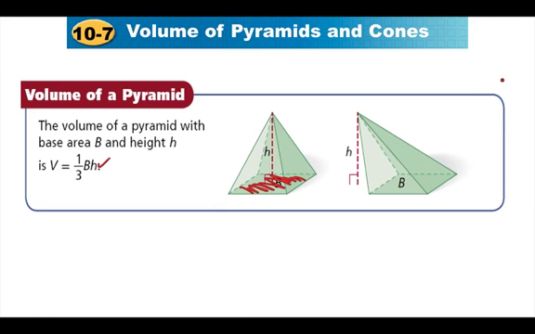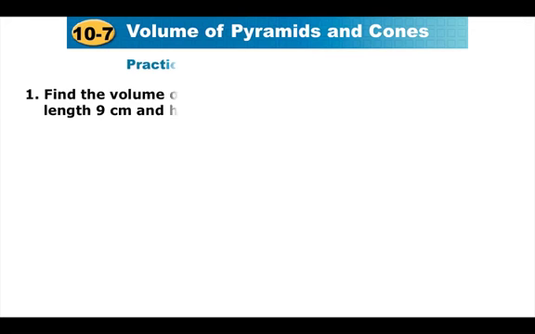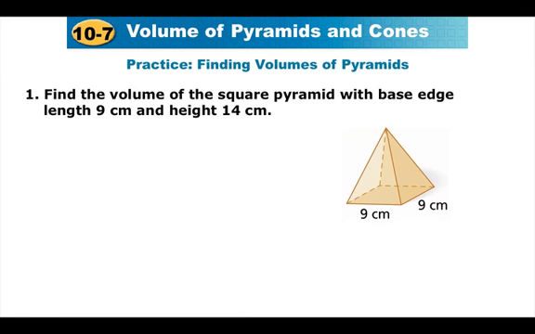Apply this formula. Just find the volume of the square pyramid with base edge length 9 centimeters and height of 14 centimeters. So notice that the area of the base is 81, and keep in mind that they're giving you that the height is 14. They don't give you that information in the picture, but you know the height is 14.